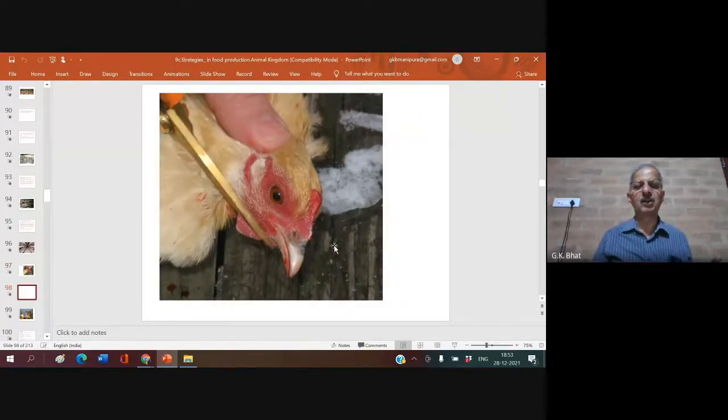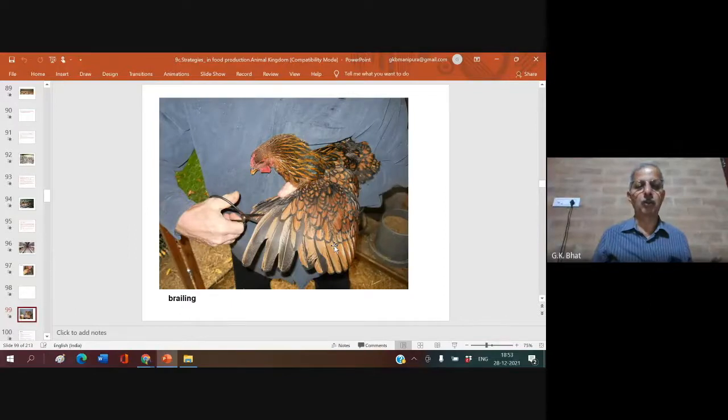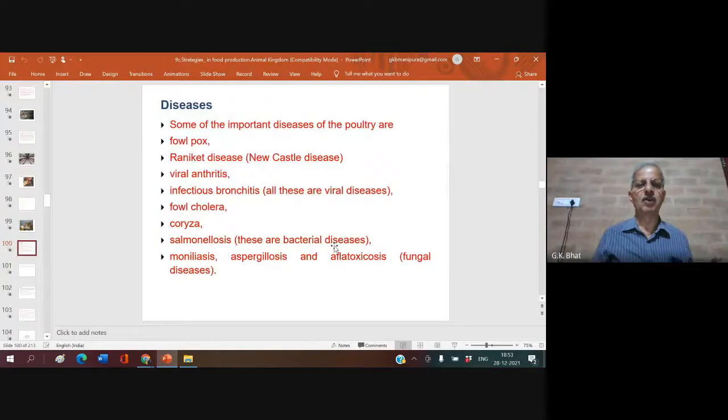Unnecessarily, that organ should not get fat deposited. All should get into the meat only, because none of them are going to eat these parts. And this is what is called brailing, cutting the wings. So you must know this, as some of the diseases are always asked in the examination.